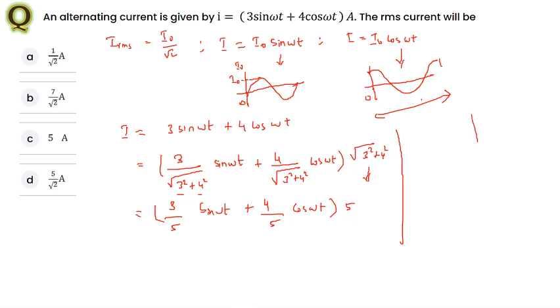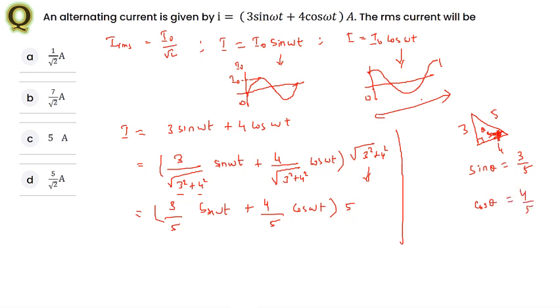Suppose in a right triangle, the sides are 3 and 4, then the hypotenuse is 5. For sin theta, the opposite side by hypotenuse is 3 by 5. If we take this angle as theta, then sin theta is equal to 3 by 5, and cos theta will be equal to 4 by 5.